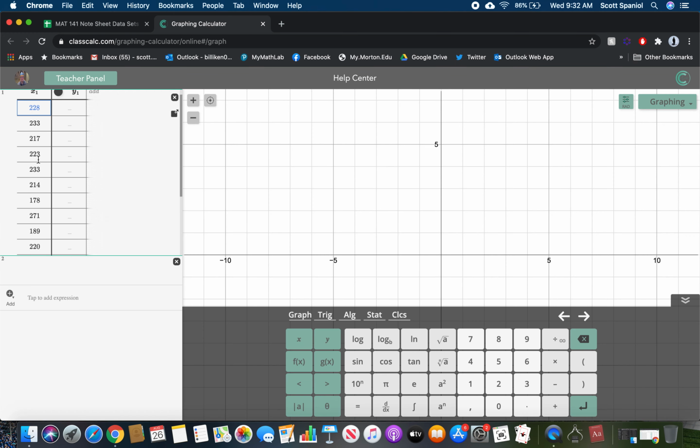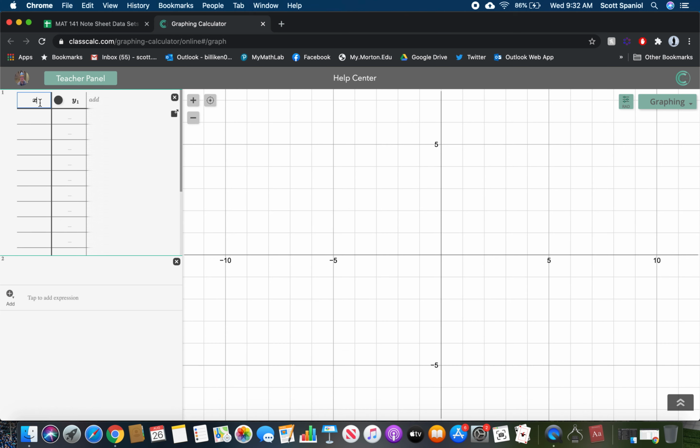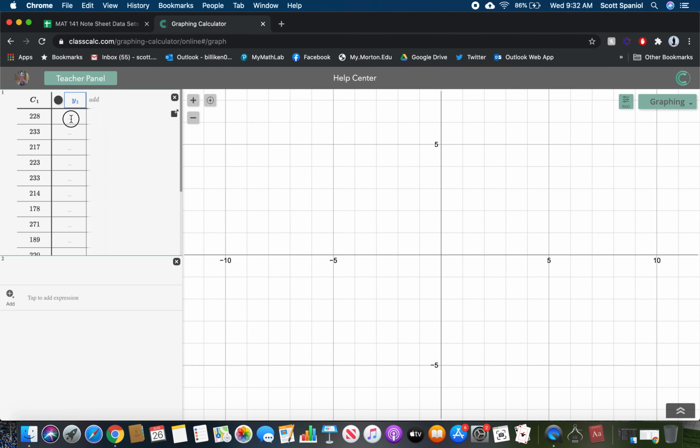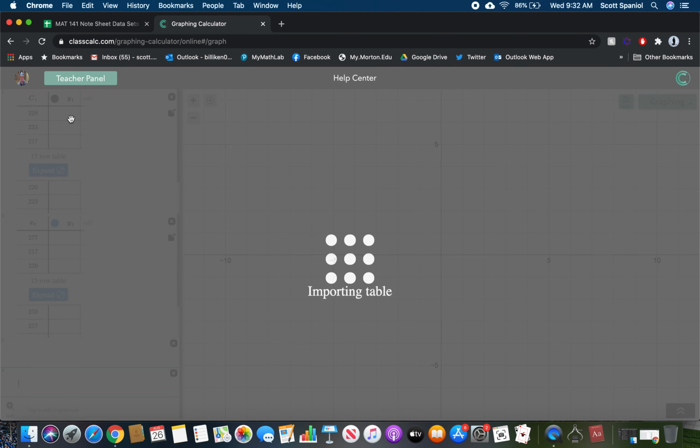And notice it figured out that car 1 was not an actual data set. So I'm going to name this C sub 1, but you could just call it A. And then I'm going to try, because I don't really know how this is going to work, I'm going to try and paste this stuff. Actually, if I just select these numbers instead of choosing the whole row, I'm going to try and paste these into here. And let's see if that works.